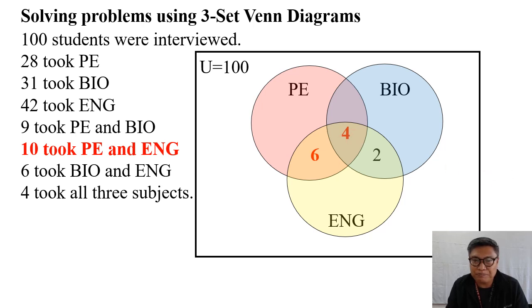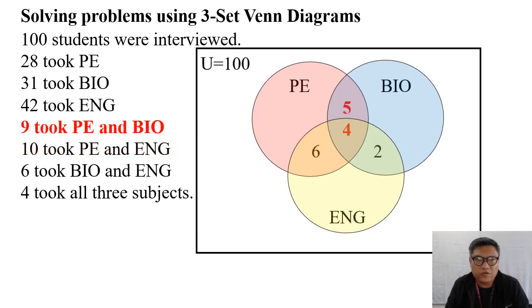Then going up, we have the PE and the bio. There is a total of 9. Because we already have 4, we need to subtract 4 from 9 so that we have 5 here. This indicates that there is a total of 9 students who had PE and bio. However, 4 of them had an additional subject, which is the English subject. But still, they have PE and bio.